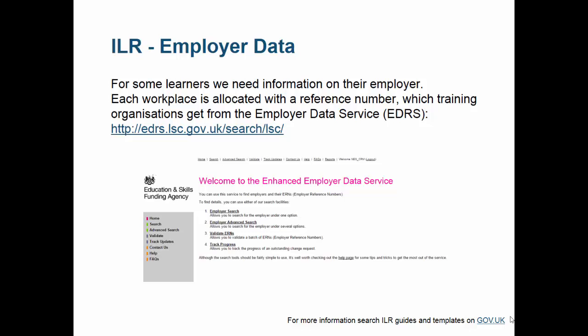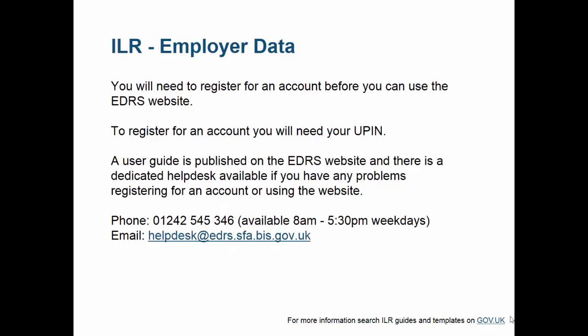The next item of reference data is the employer data. For some learners, we need information on their employer, and this applies to all apprenticeships. Each workplace is allocated a reference number, which training organisations get from the Employer Data Service. You need to register for an account before you can use the EDRS website, and to register for an account you need your UPIN, which should have been confirmed to you in your welcome email. A user guide is published on the EDRS website, and there is a dedicated help desk available if you have any problems registering for an account or using the website.